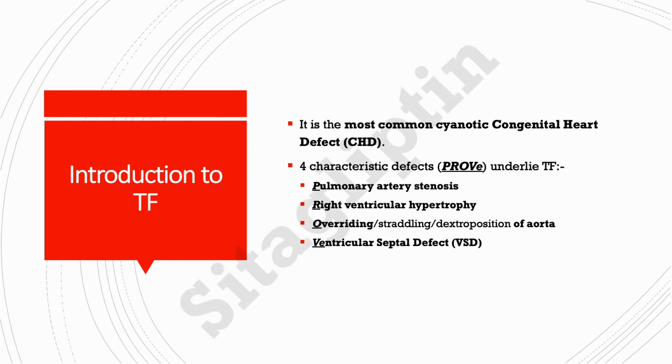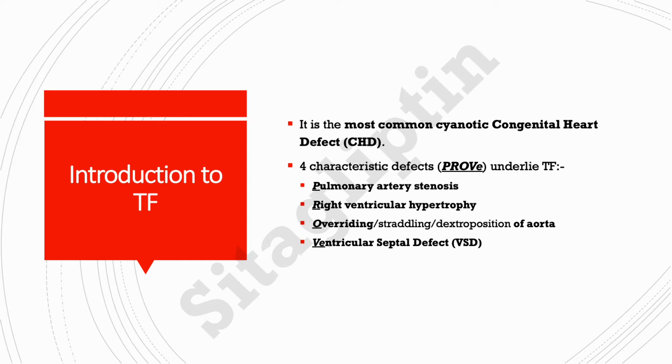Introduction to Tetralogy of Fallot. It is the most common cyanotic congenital heart defect, CHD. Now, there are cyanotic as well as non-cyanotic congenital heart defects. But this one, Tetralogy of Fallot, is a cyanotic congenital heart defect, and it is the most common one. It is characterized by 4 characteristic defects. Alright? 4 characteristic defects underlie Tetralogy of Fallot.